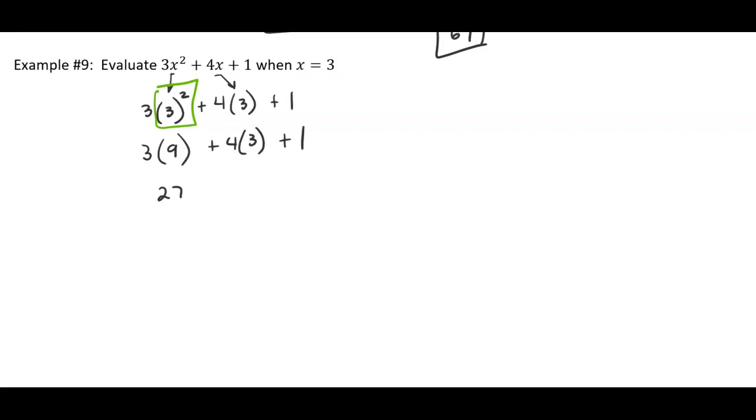So now we're going to do the multiplication. 27 plus 12 plus 1. And then we have to add those up. So what do we get? 39 plus 1, or 40. So notice that you're going in steps, just doing one step at a time. I did the multiplication for those two parts because they were separate, but one part at a time.